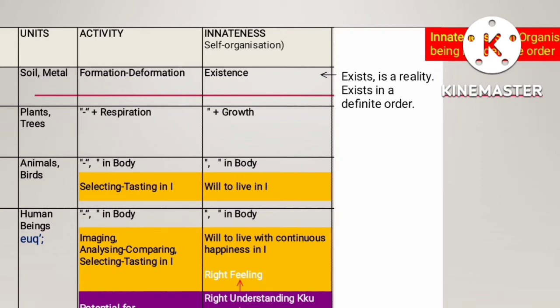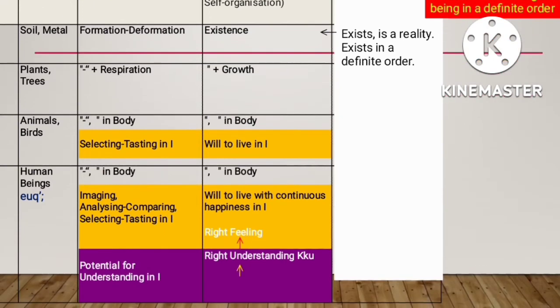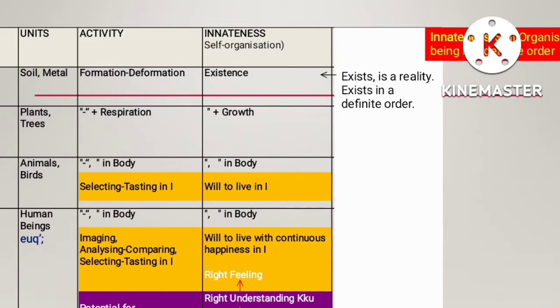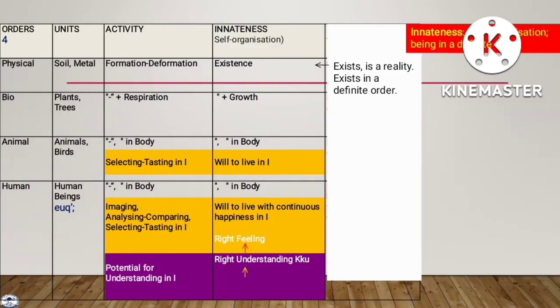But more than animals, human beings have the will to live with continuous happiness. We don't know whether animals want to live with happiness or not, but human beings certainly have the will to live with continuous happiness. That's why they have the right feeling and right understanding. So this is what we understand by innateness of all the units of the nature.